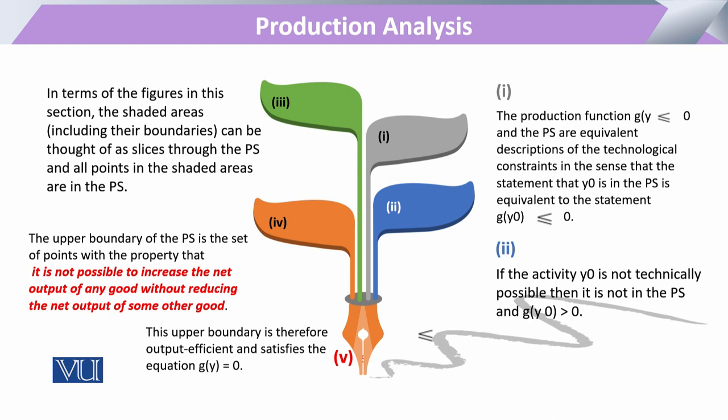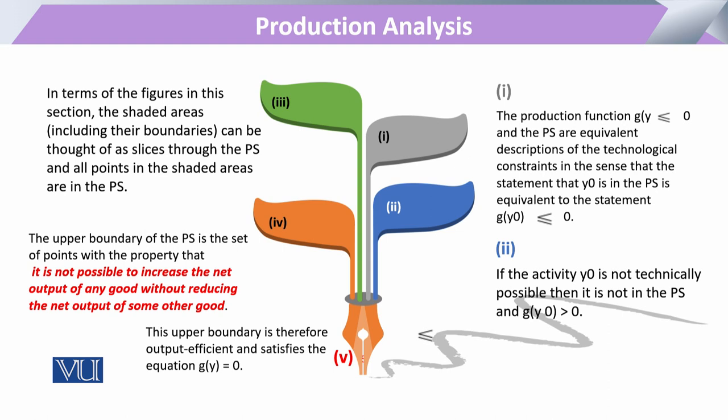But this total setup also shows that the production within the shaded area, including the boundaries, can be provided by the producer, and that can be inefficient, or at the same time efficient only at the boundary level.